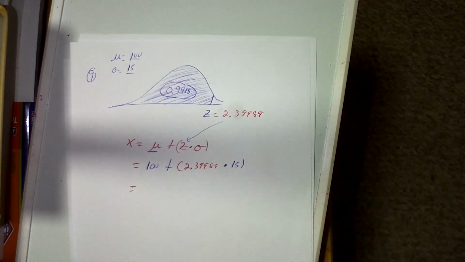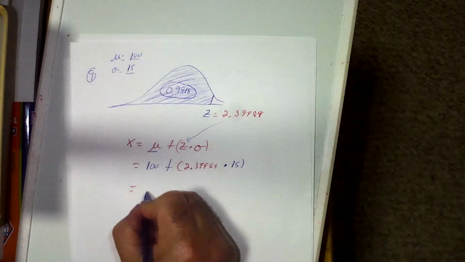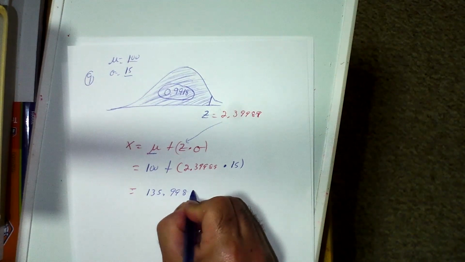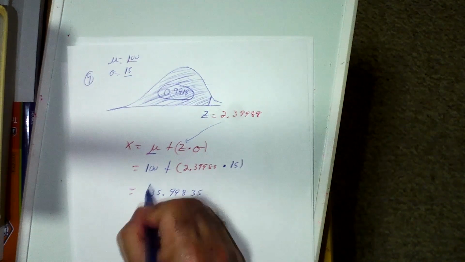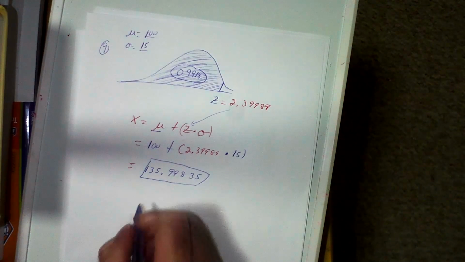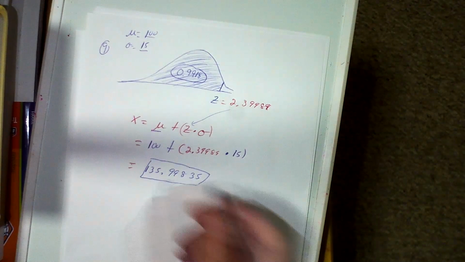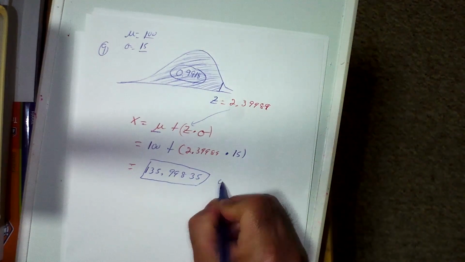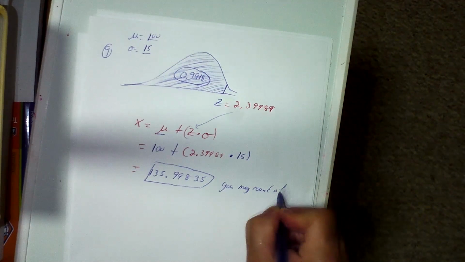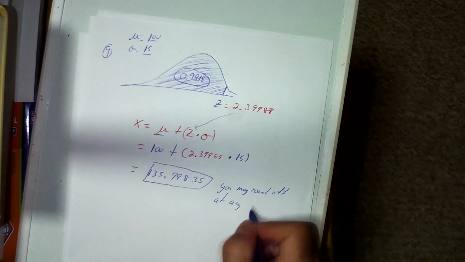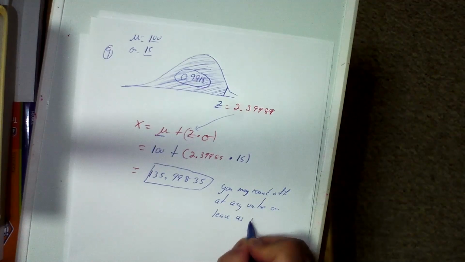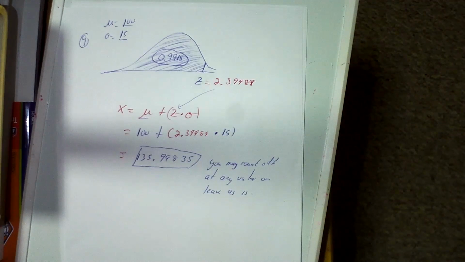your actual IQ score is 135.99835. You all can write it and leave it in that format, or what the book did is they bumped it up. They rounded it off. I'm going to let you round off this number wherever you like. You may round off at any value or leave as is. You decide how you want to do it. The book rounded it off to 136.